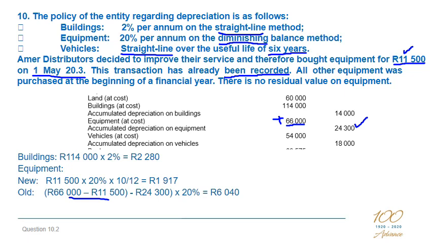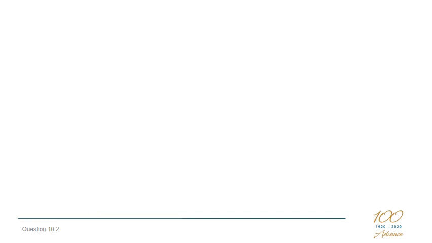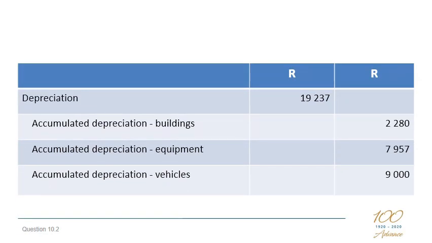The building's depreciation is quite straightforward. It's just the cost times the percentage. And then for vehicles, we took the cost of 54 and divided it by the useful life years of 6. So my accounting entry: debit depreciation and credit all the accumulated depreciations. Obviously, the accumulated depreciations will be the contra assets, and they will influence the statement of financial position, but we're going to draw up the note for property, plant, and equipment using these amounts to determine the carrying value of the assets for the statement.